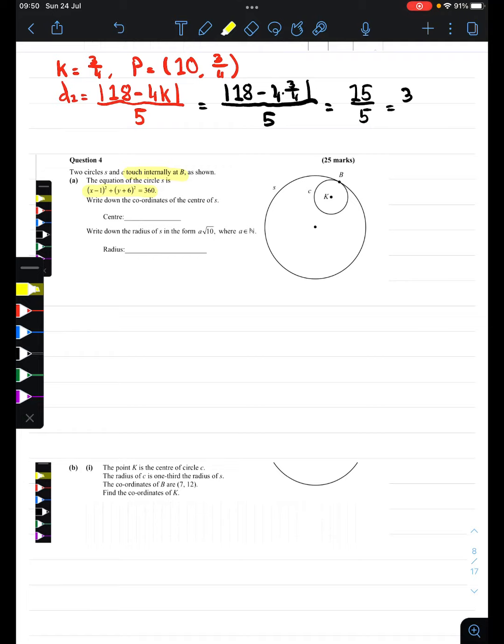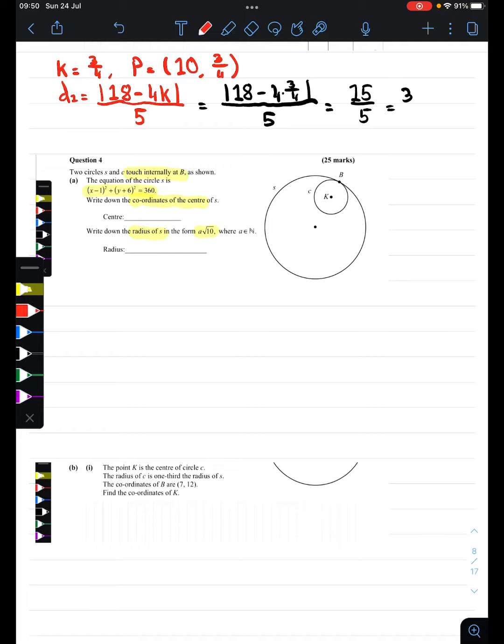We want to write down the coordinates of the center, and then we want to write down the radius of S, in the form a root 10.